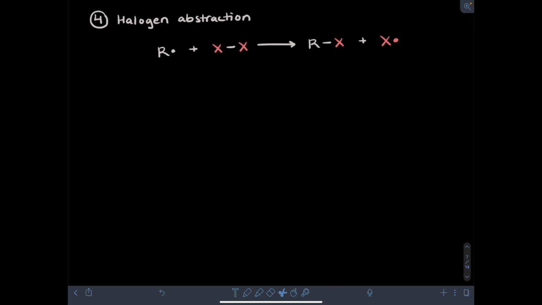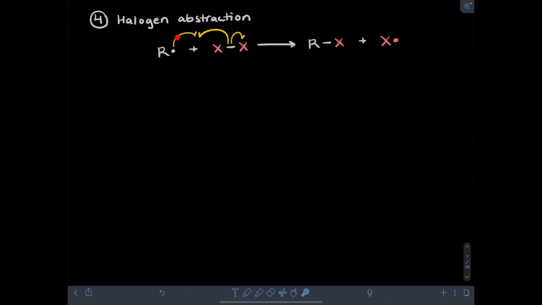The reaction known as a halogen abstraction involves the reaction of a radical with a halogen molecule. In the product, there's a new carbon-halogen bond, and a halogen radical has been created. Halogen abstraction is going to involve 3 fishhook arrows, 1 with the tail of the arrow at the radical going to a point in space, 1 at the sigma bond between the halogens to the same point in space, and 1 from the sigma bond going to one of the X atoms.